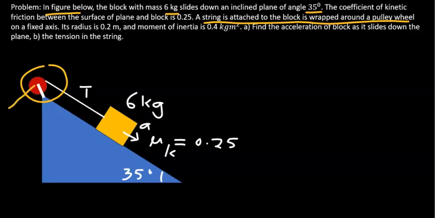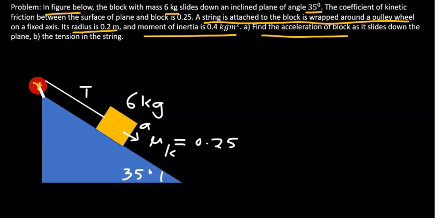So the axis is right there and it's coming out of the plane. The radius of that wheel is 0.2 meters. So that is that distance right there. The moment of inertia of that flywheel or the pulley wheel is 0.4 kg meters squared. And this moment of inertia is about an axis that's passing through that point and out of the plane. Find the acceleration of this block as it slides down the plane and also the tension in the string.